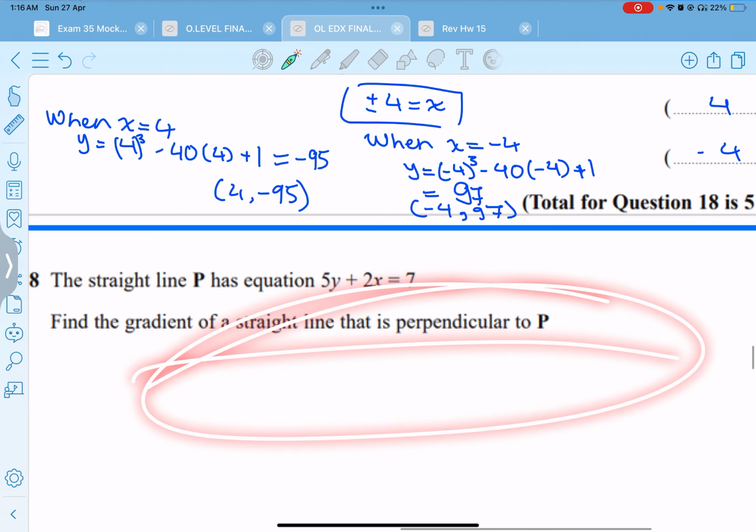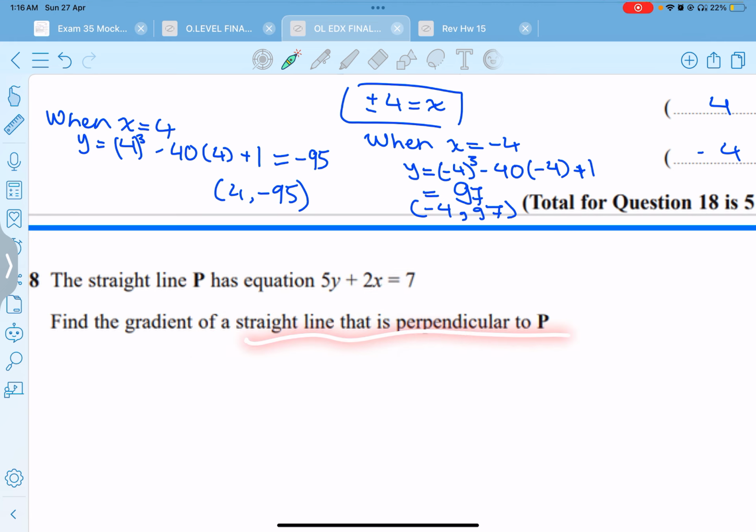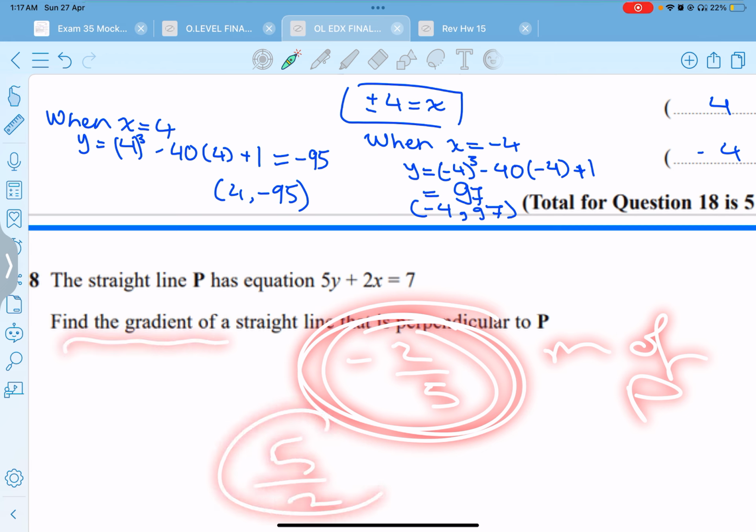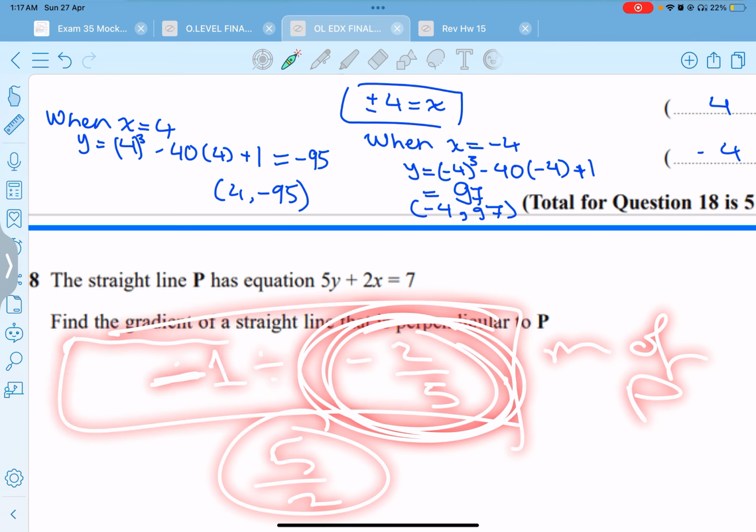For the gradient of the line perpendicular to b, you find the m by making y the subject. So it's going to be 5y equals 7 minus 2x, then y equals 7 over 5 minus 2 over 5 x. Negative 2 over 5 is the m of p. The m of the perpendicular line is going to be 5 over 2, because it's negative 1 divided by negative 2 over 5.